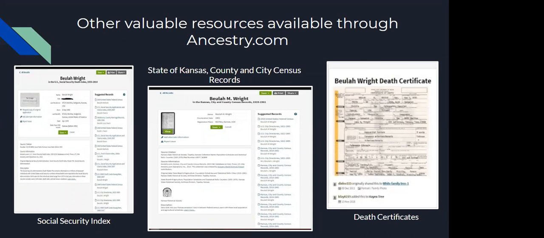Other resources that are available through Ancestry, and again, this is not meant to be totally expansive of everything that's available, but these are just some of the ones that are available for many, many people, are Social Security Index records, as well as state, county, and city census records, as well as death certificates.